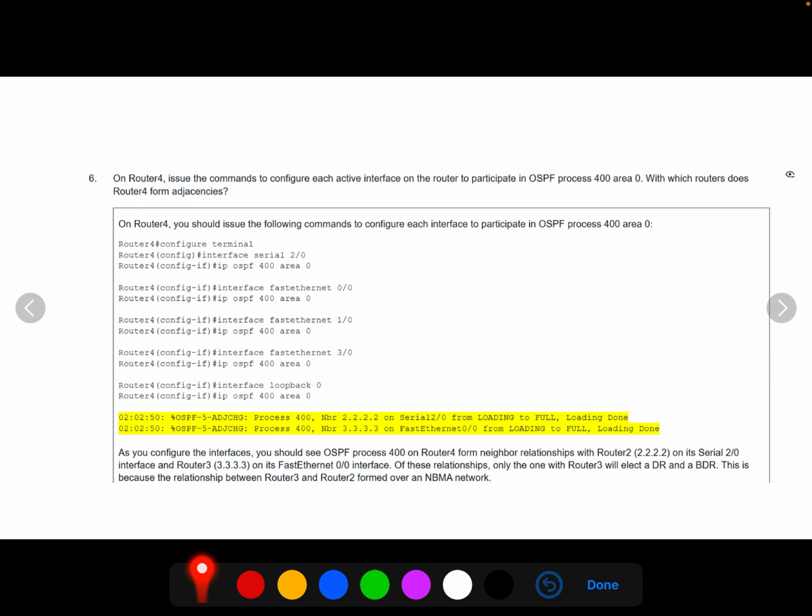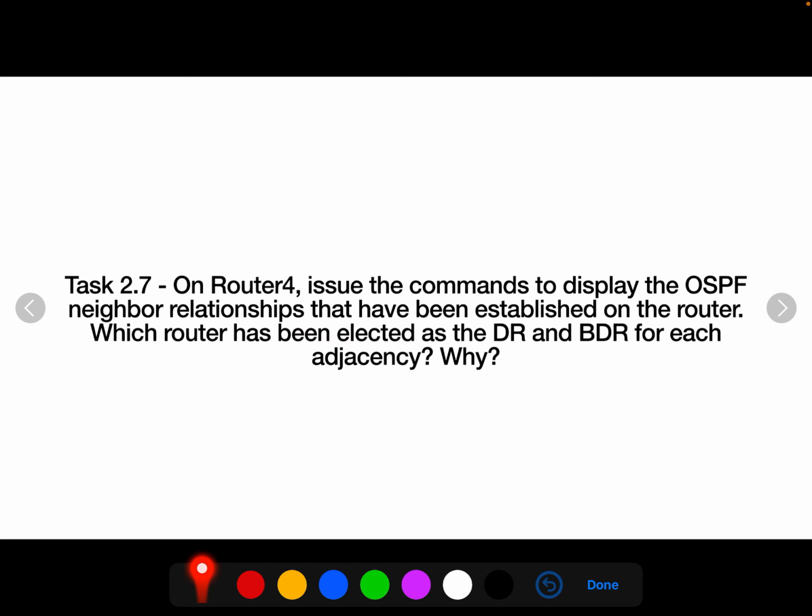This is a bit more of an in-depth answer, but as you can see here, as you configure the interface, you should see OSPF process 400 on router 4 form neighbor relationships with router 2 on its serial 2/0 interface, and router 3 on its FastEthernet 0/0 interface. Of these relationships, only the one with router 3 will elect a DR and a BDR. This is because the relationship with router 2 formed over a non-broadcast multi-access network. Okay, so that's not a broadcast network. So there is no DR or BDR there.